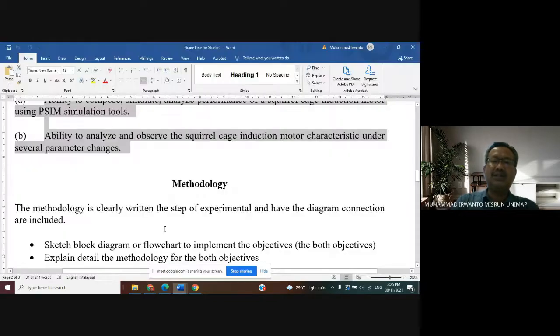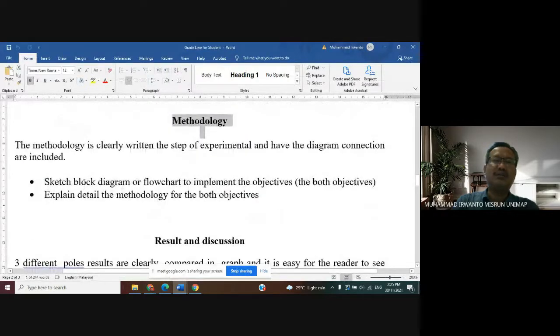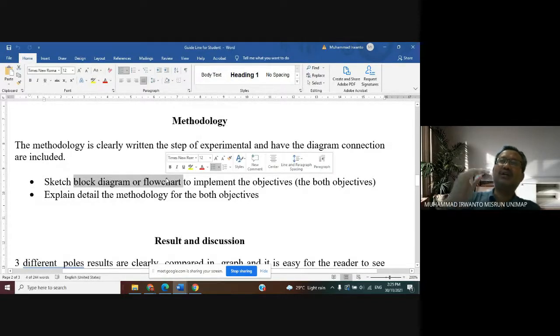For this methodology, students can make a block diagram or flowchart to represent this methodology for achieving both objectives. Now I will explain in detail.